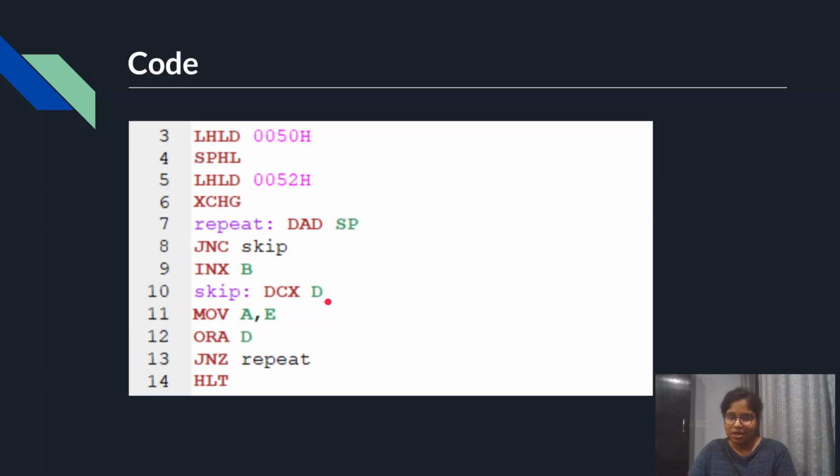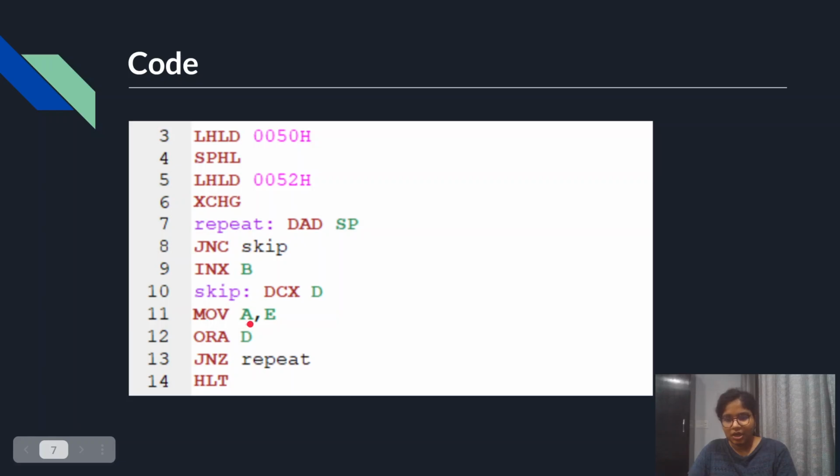The DCX D command means to decrease the value of the register pair DE. Remember that the decrement of the value of the register pair DE was necessary for us to know when the program needs to stop.